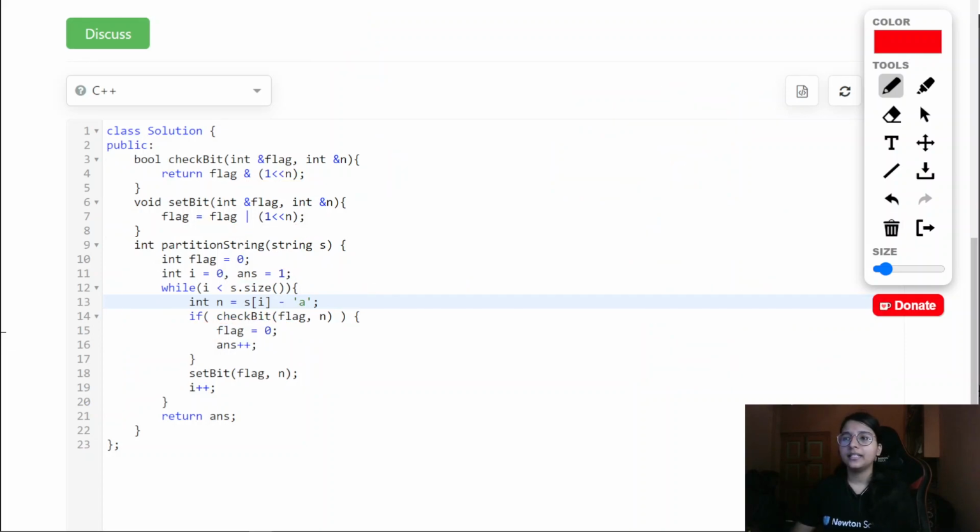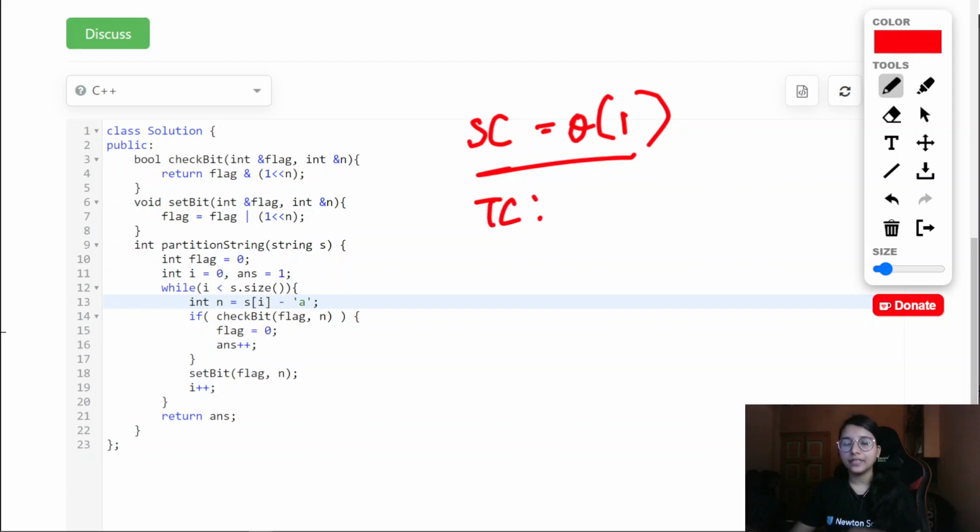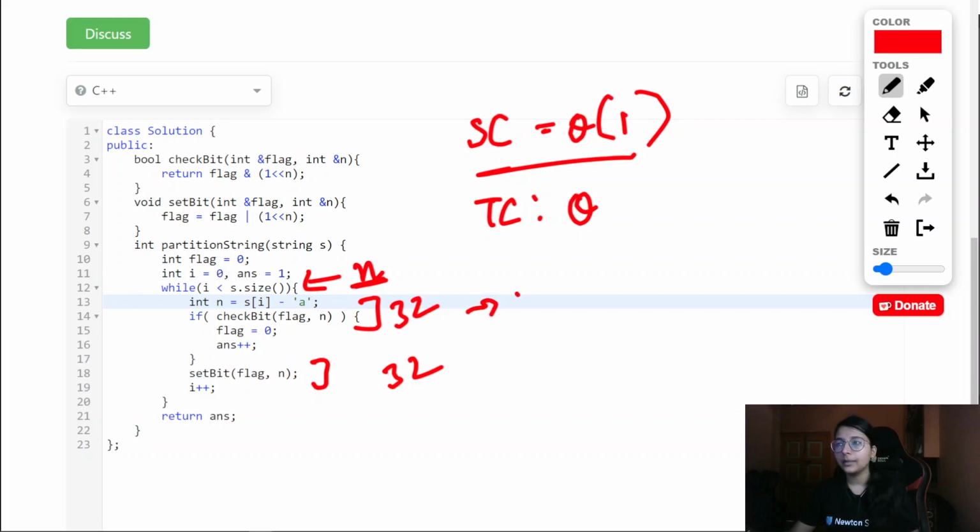Now comes the next part: what would be the time complexity and space complexity for the same. You can clearly see that we are not storing anything, so space complexity simply becomes order of 1. Now comes time complexity. We are resetting and setting the bit, but because we are iterating, it becomes order of n. But this particular reset and set is just a 32-bit operation, meaning order of 32, which comes out to be order of 1 operations.